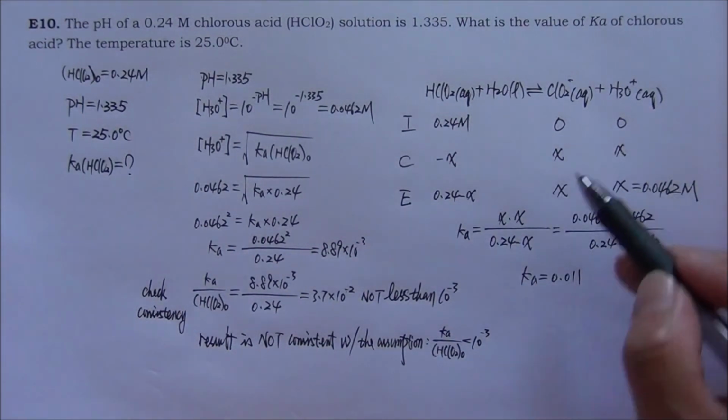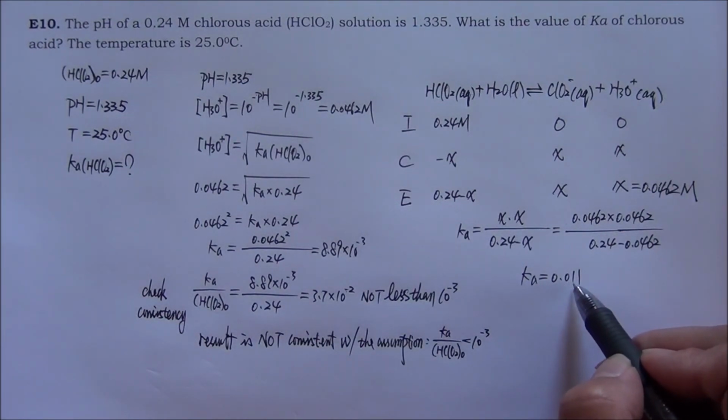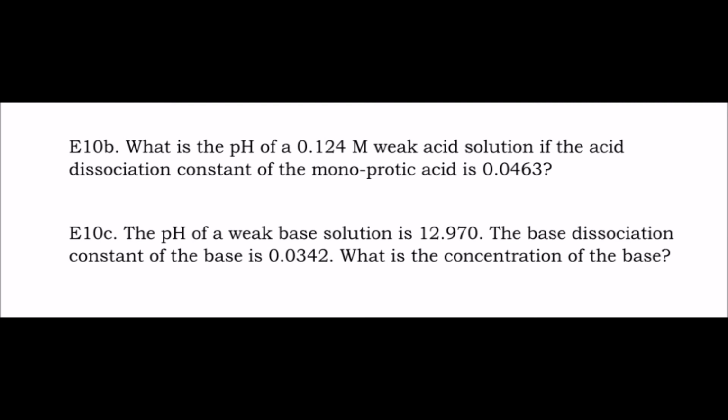If you plug the numbers into a calculator, you get Ka equal to 0.011. Can you follow my example to work out this problem by yourself?